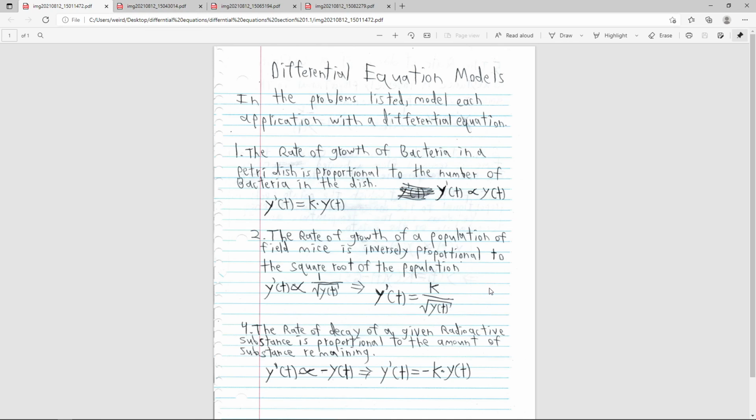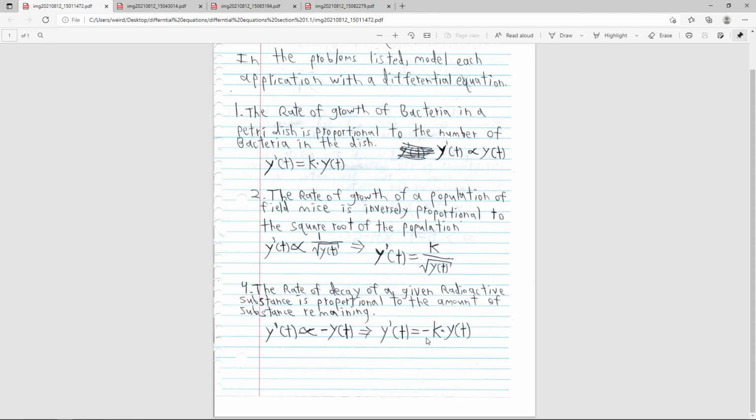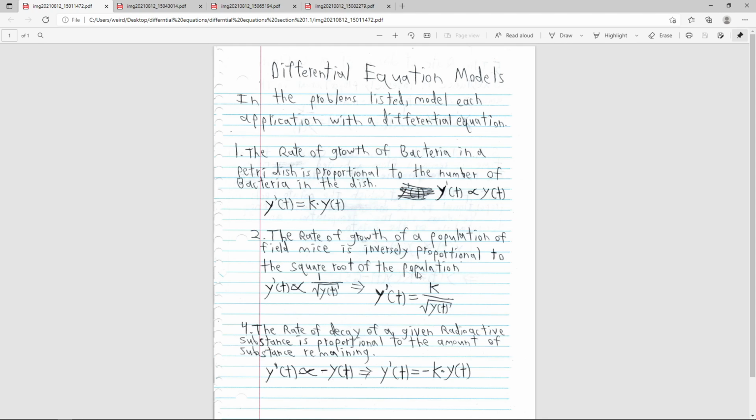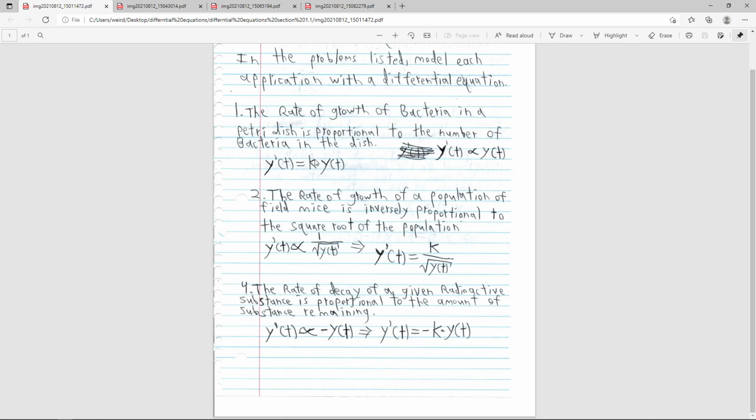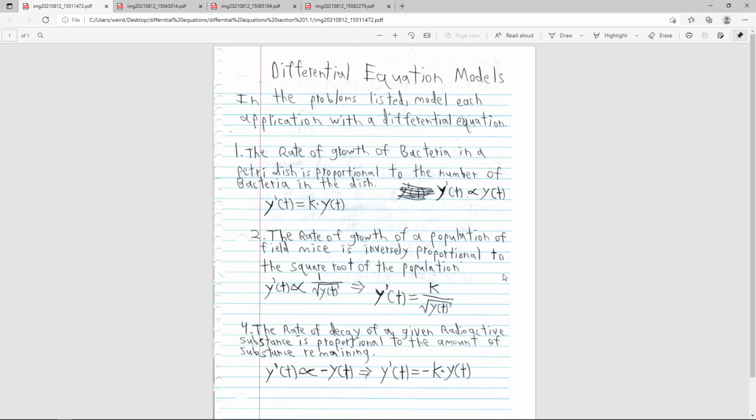We're assuming in all these problems that k is a positive constant, so you should always be consistent with how you label. Generally speaking, it is assumed, unless otherwise stated, that k would be positive, as the proportionality constant is positive unless otherwise stated in the given situation. So decay would be a negative k times y of t.